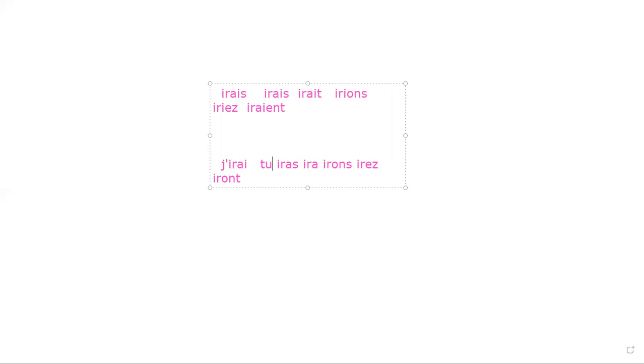Now what I will do is, I will say j'irai, tu iras, il ira, nous irons, vous irez, ils iront. C'est clair. Yes. Conditional is j'irais, tu irais, same. Nous irions, vous iriez, ils iraient. C'est clair. D'accord. Is it clear to you? Yes.